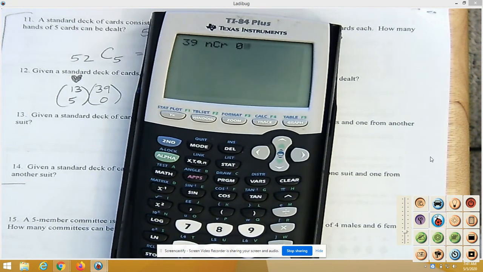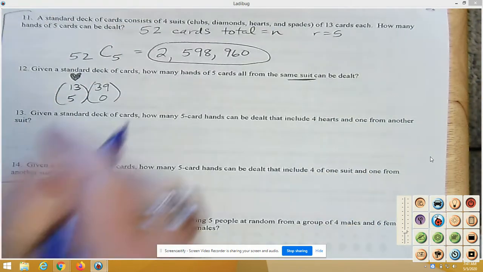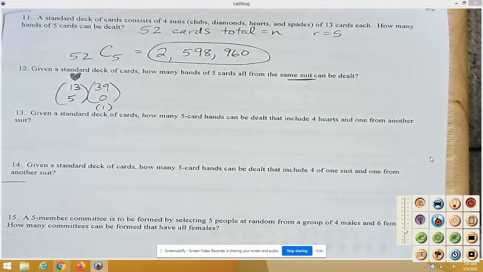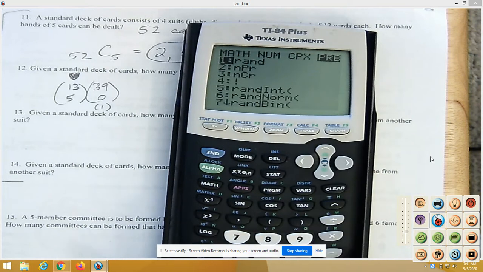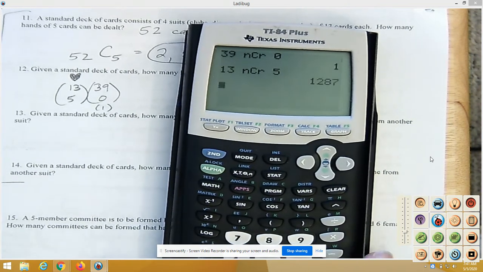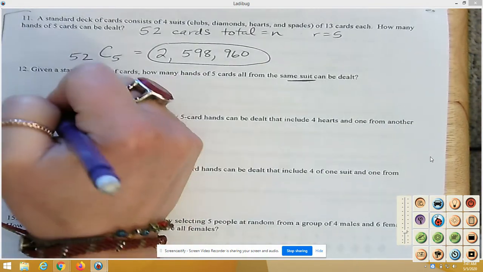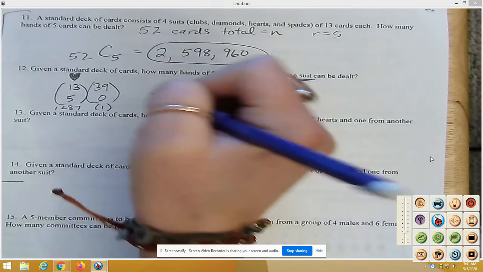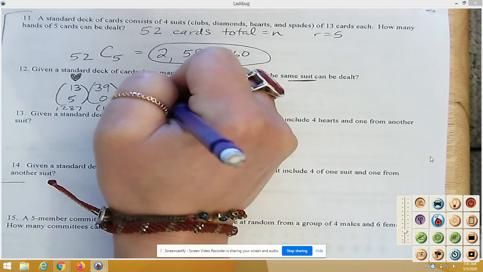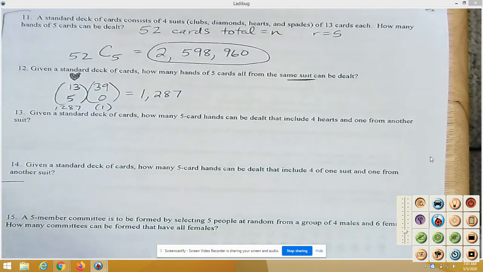If you think about the formula, 0 factorial is 1, and then your denominator would be 39 factorial. So this is just 1. And now we're going to do 13 choose 5. And I get 1,287. So when we do 1,287 times 1, I get 1,287. It does not specify the suit.